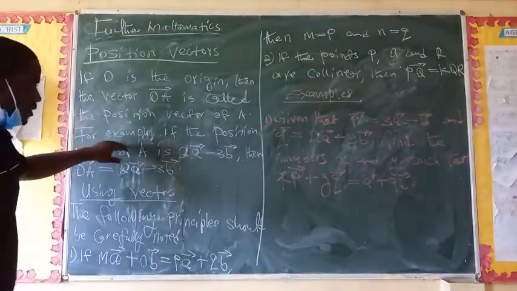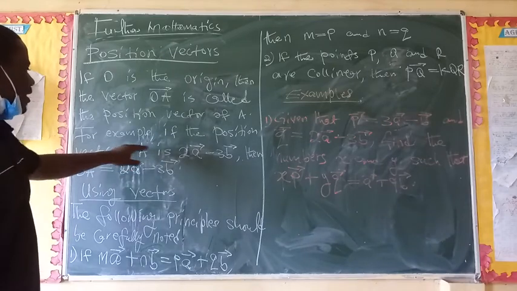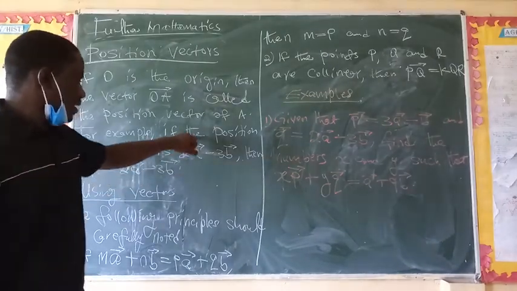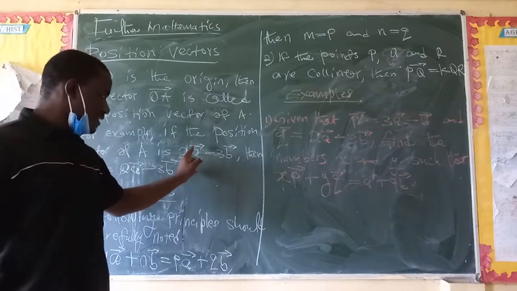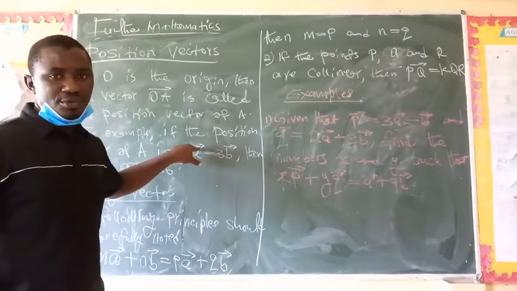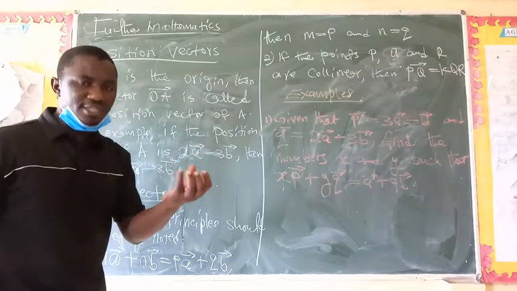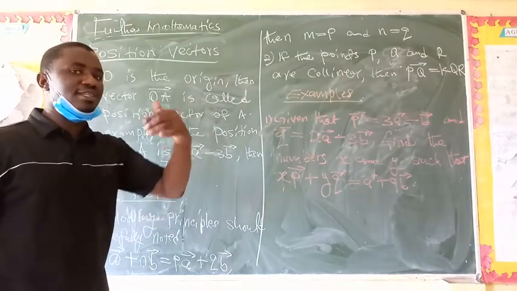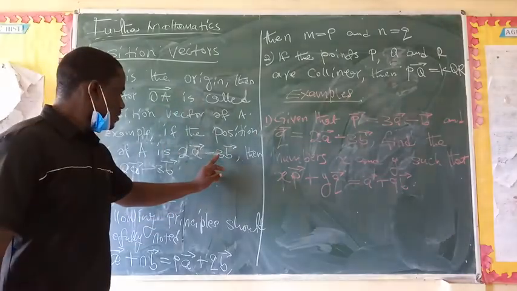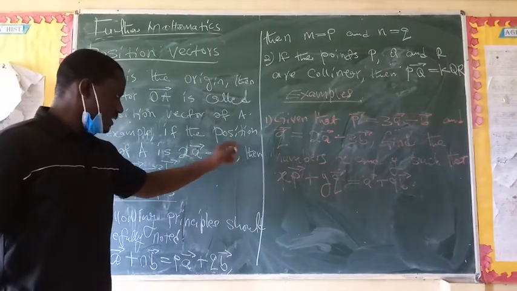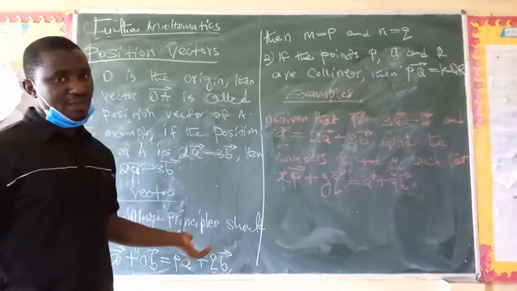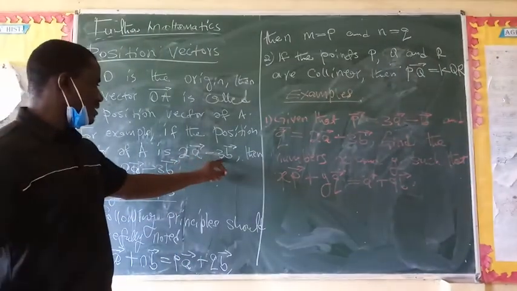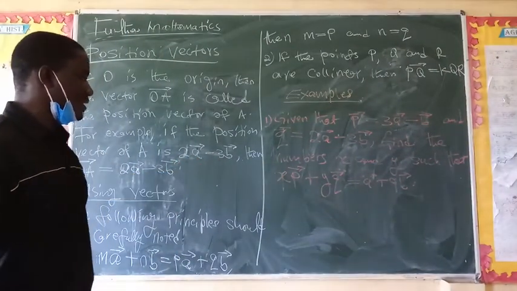For example, if the position vector of A is 2 vector A minus 3 vector B, you can see on top of this A there is an arrow. It shows that it is a vector. It shows the direction of the vector. It's carrying a direction. So 3B, this B is carrying an arrow too. It is a vector, right? If I do not put this arrow there, it is no longer a vector. And this 2 is a scalar, this 3 is a scalar, or minus 3 is a scalar.